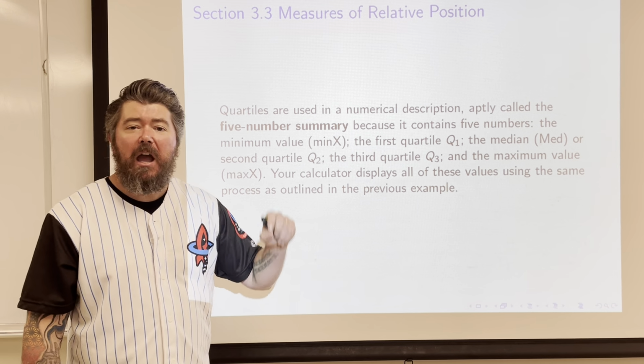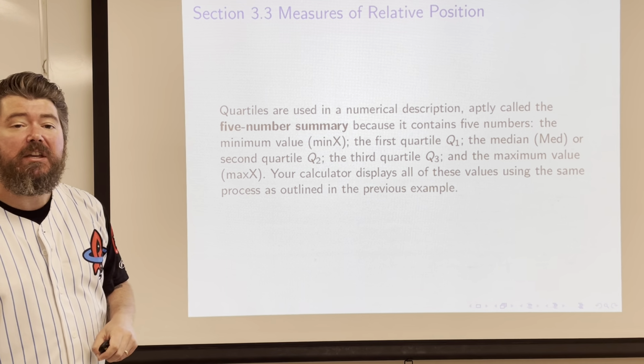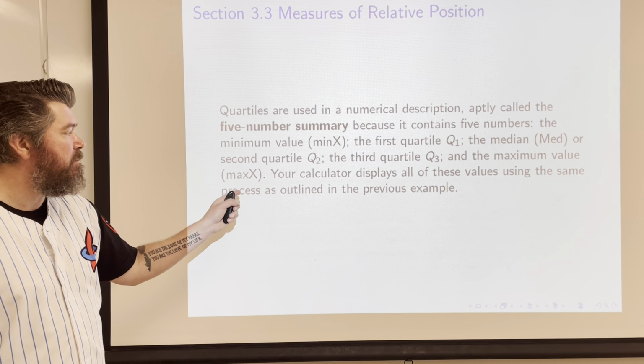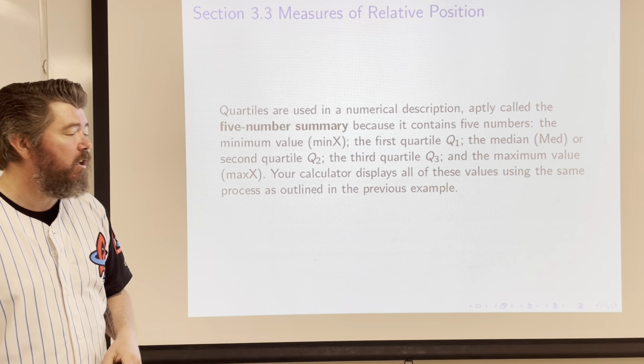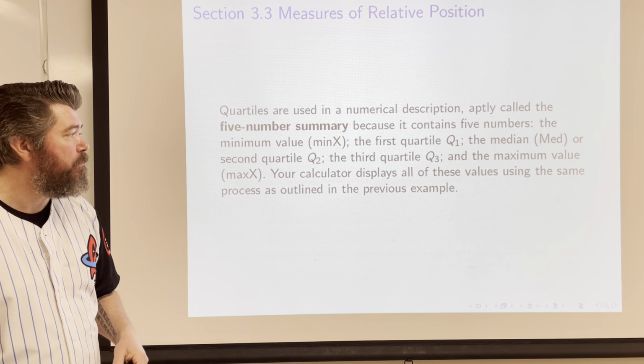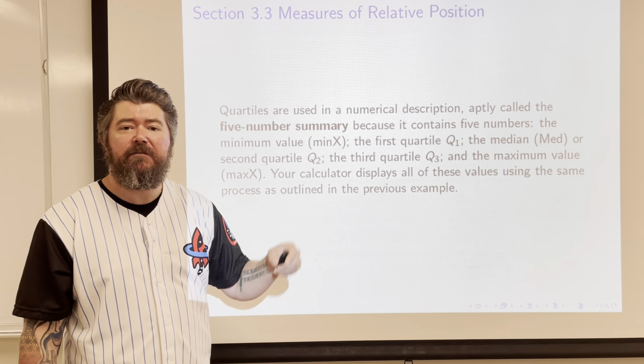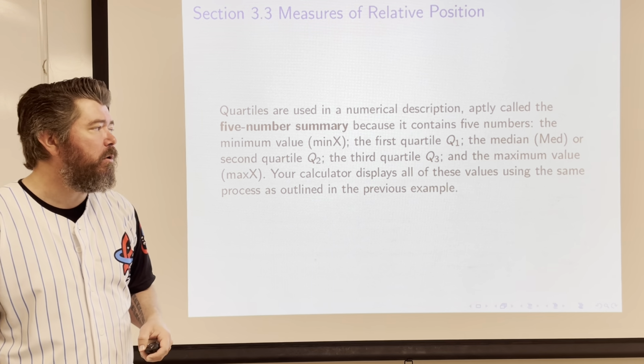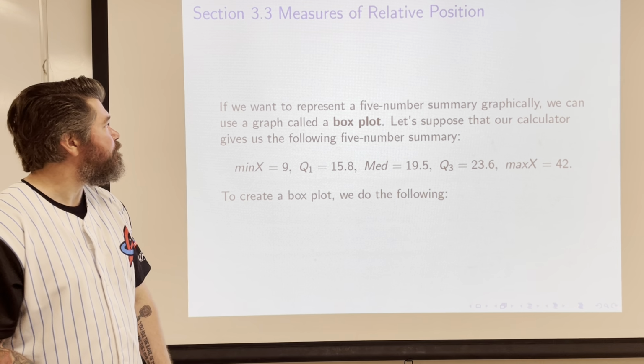So again, your calculator displays all of these values using the same process as outlined in the previous example. So try finding the 5-number summary for our previous data set.